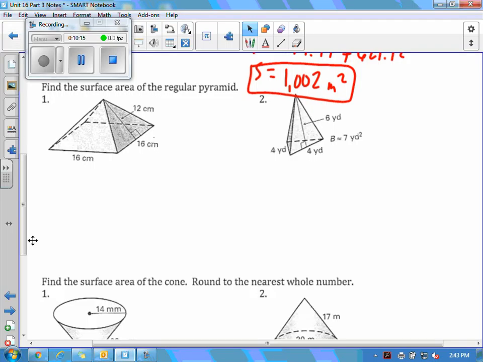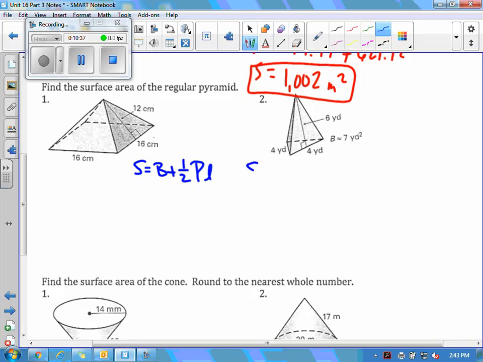Okay, so remember, my formula is surface area equals the area of the base plus 1/2 the perimeter times the slant. So that's my formula to find the surface area of the pyramid. So let's just spell it out.